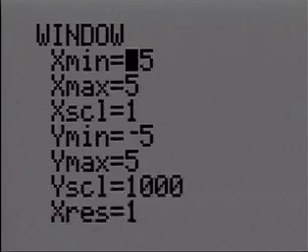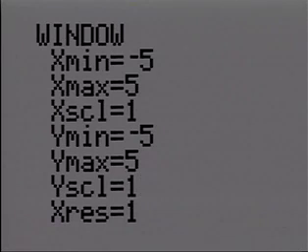I'll show you my window. I'm using a window from -5 to 5 on the x scale and -5 to 5 on the y scale. And I'm actually glad I looked at that, because I don't think I want my y scale to be 1,000. So I'll change that to 1. Now let's take a look at this graph. All right, so that's what the graph would look like.